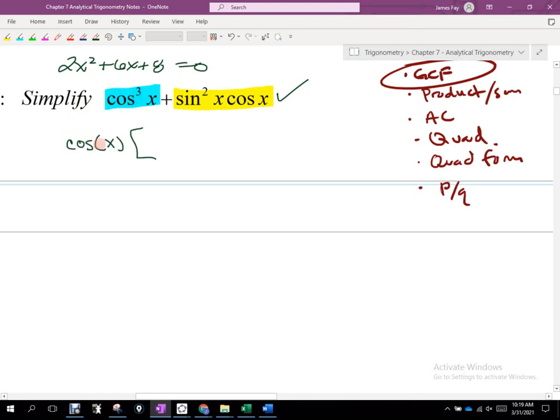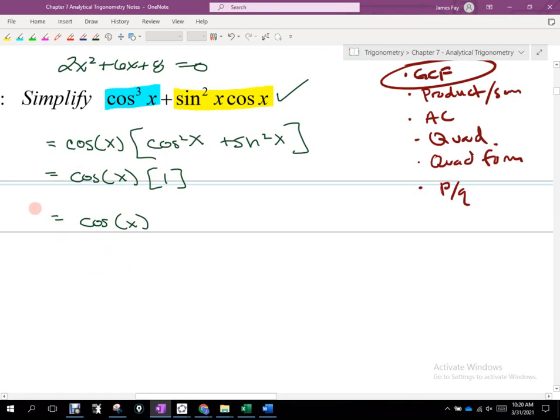So if I factor out cosine of x out of this, it was cosine cubed divided by cosine to the first. What's that leave you with? Cosine squared. And if I divide the yellow thing by cosine x, that's going to leave you with just sine squared. And we have the identity that cosine squared plus sine squared, that's the main Pythagorean identity, which is 1. And you're just left with cosine x.